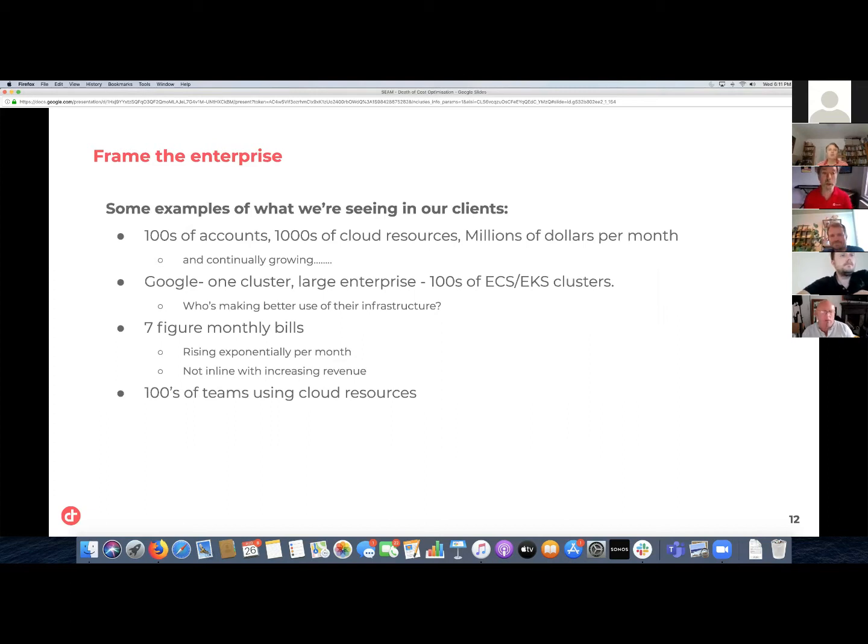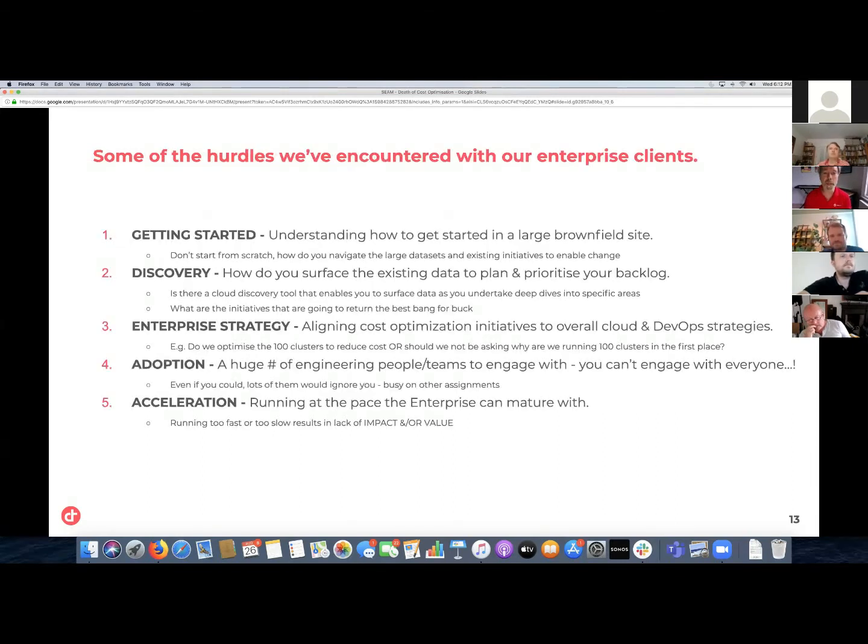So when we're looking at enterprises with hundreds of accounts, thousands of resources, seven-figure monthly bills that are going up very quickly. I was saying to Barry earlier, some of our clients are spending over £1 million a month on cloud costs. And then you've got hundreds of teams using these resources. Some of the hurdles we've encountered is just getting started. Where do I start? If you're in a brownfield site, people have already started migrating to the cloud. You've already got all these accounts. It's only after you've started the migration you realize the costs are going up very quickly. What do I do first?